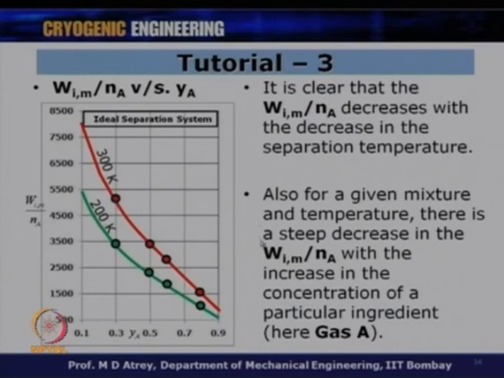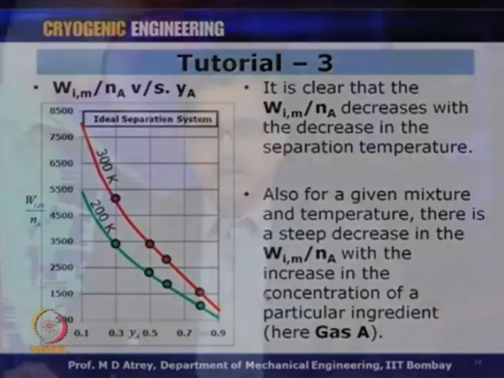Alright. So, what we saw from all this tutorial is what happens to the work of separation. First of all, we understood these different nomenclature: Wm upon Nm, Wm upon Na, Wm upon Ma, that is, work of separation of mixture per mole of gas, work of separation per mole of A, work of separation per mass of A. These are 3 different quantities. Also, we understood that the work of separation passes through maxima, and that it depends on the separation temperature. Now we will go for a different study.